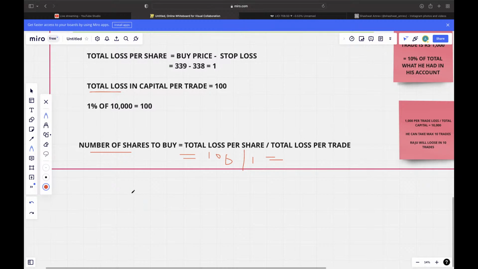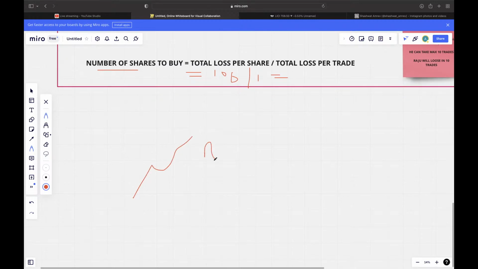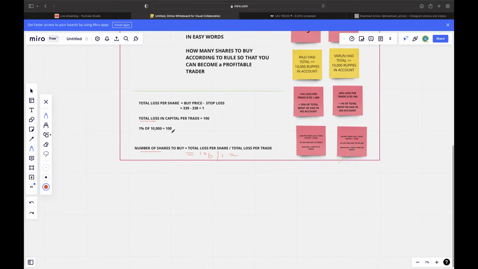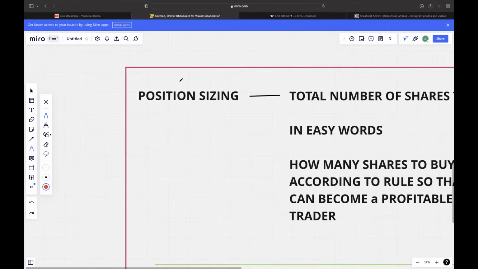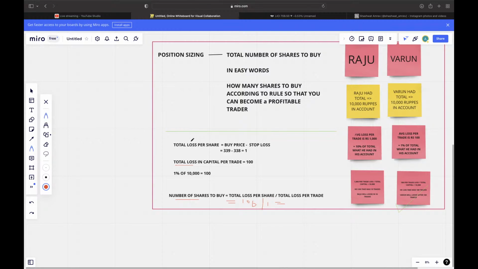Now if you want to know when to take a trade, when to buy, when to sell, when to put SL, where to put SL, I will be telling it soon in the technical analysis session. Let's first learn risk reward, what should be the target, and let's learn position sizing, how many shares to buy.